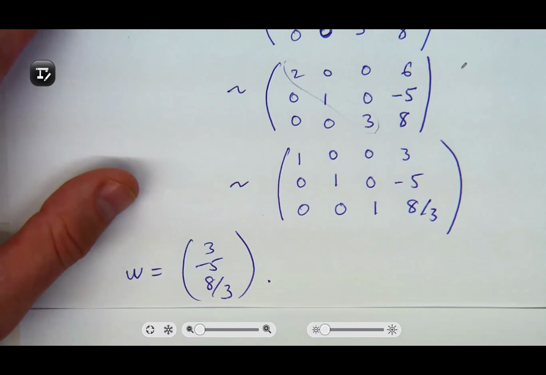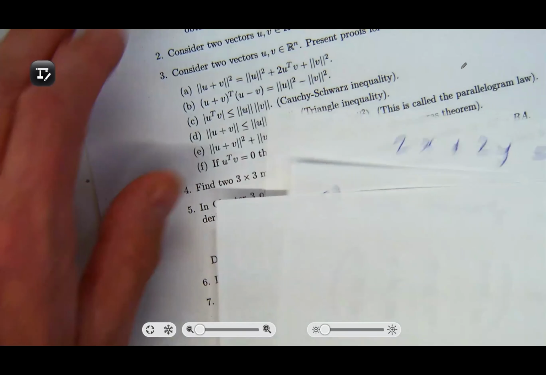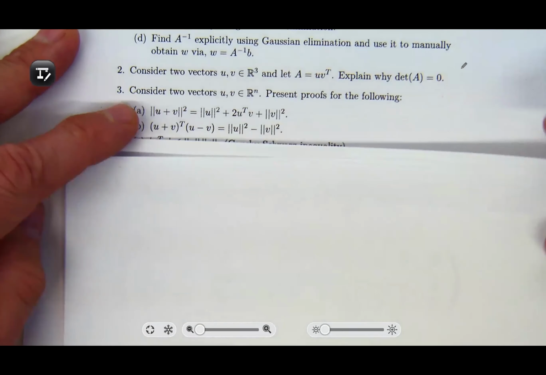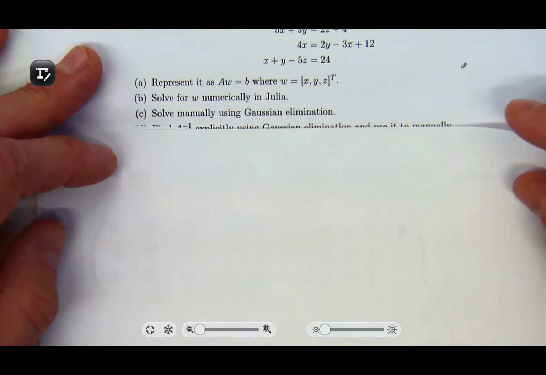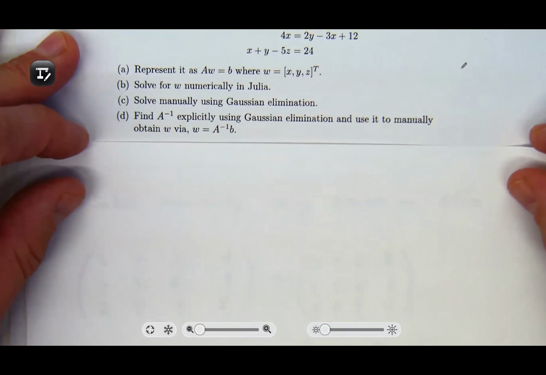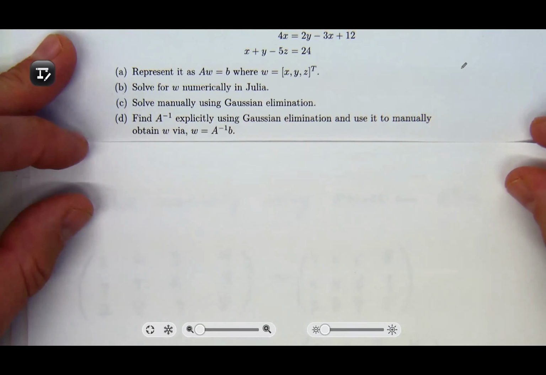All right. Now, let's have a look at some of the other questions here. Need to be mindful of the time, too. Okay, and we need to accelerate a little bit. Now, the next one, so we're up to looking at D. Find A inverse explicitly using Gaussian elimination and use it to manually obtain W via W equals A inverse B.